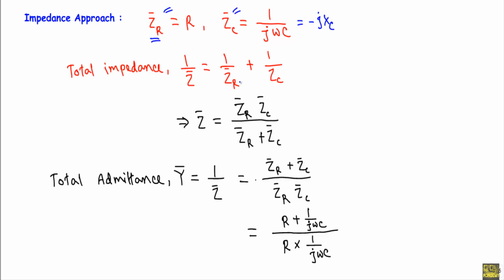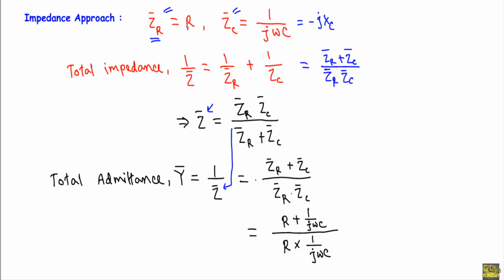If I take the LCM, I will get ZR into ZC over ZR plus ZC. Then if I take the reciprocal of 1 over Z, I will get Z equal to ZR ZC over ZR plus ZC. Now see, the total admittance is the reciprocal of the total impedance Z. Therefore, Y will be equal to 1 over Z. If I put the value of Z here, I will get ZR plus ZC over ZR into ZC.